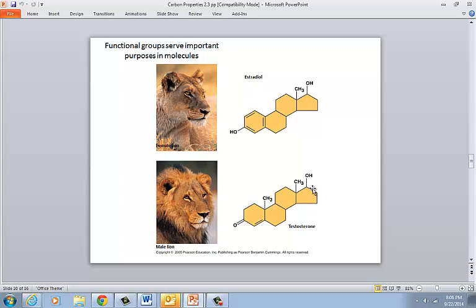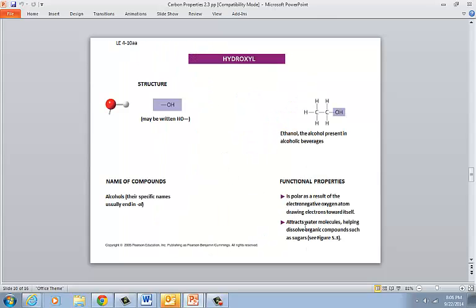So clearly we may not be as familiar with estradiol. I don't even know how to pronounce that. But we are all familiar with testosterone, okay? I'm just thinking this is like estrogen, testosterone.